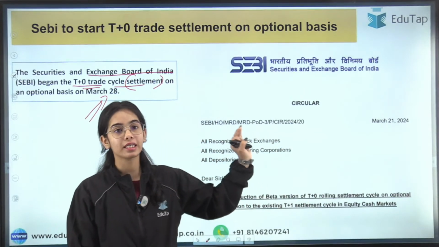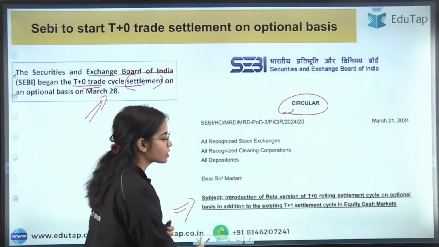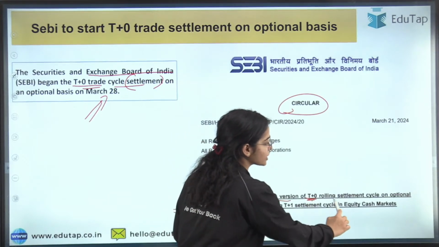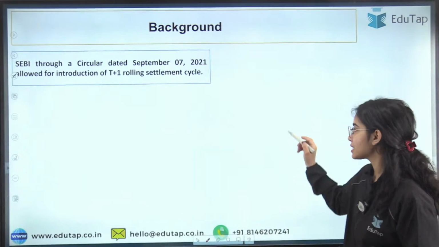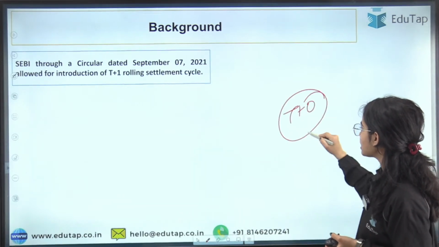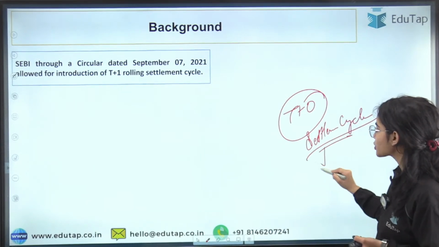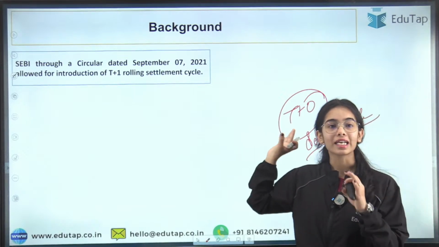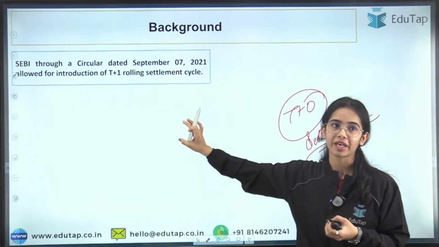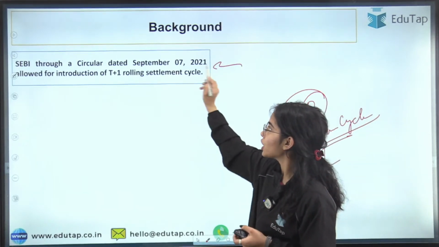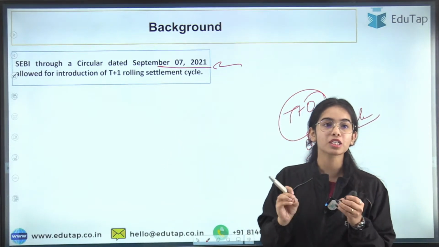SEBI had released a circular regarding this guideline that SEBI is going to introduce the beta version for the T+0 settlement cycle. So this is the brief idea that SEBI has started the T+0 settlement cycle on an optional basis. Before understanding what this settlement cycle is, let's understand the background. SEBI, through a circular dated September 7, 2021, allowed for the introduction of the T+1 rolling settlement cycle.